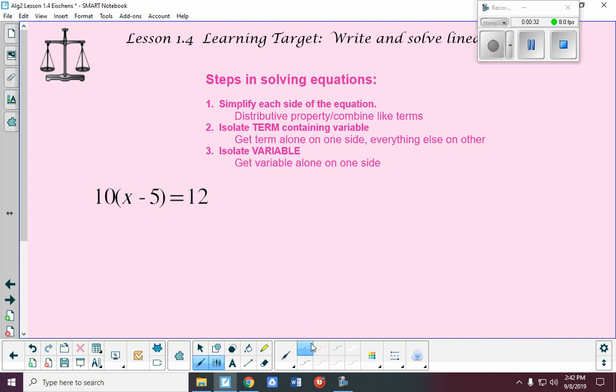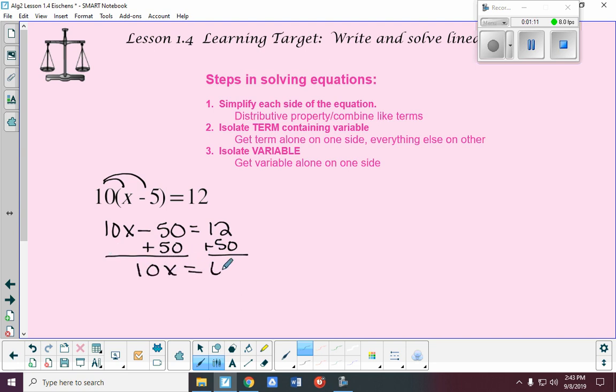So step one, we're going to simplify each side here. On the left side, we need to distribute to get rid of the parentheses. So 10 times x minus 10 times 5 is 50 equals 12. Now this is your variable term because the x is in this term, so we want to isolate that. So we're going to get rid of negative 50. In algebra, when we have an equality, if we do something to one side of the equality, we have to do it to the other. So if we add 50 to this side, we have to add 50 to the other side. And now it's still balanced. So we have 10x is equal to 62.